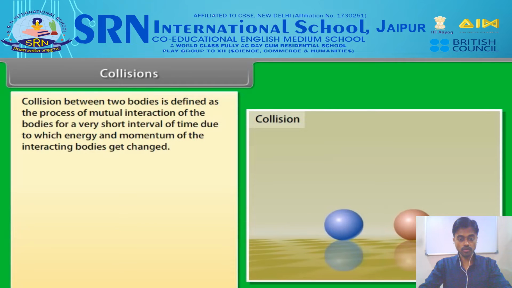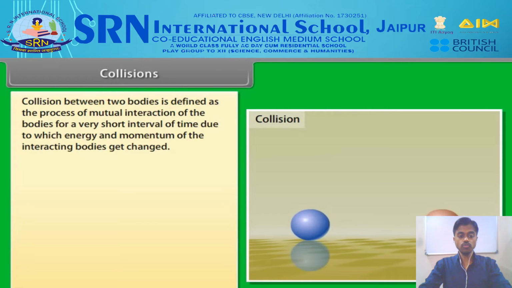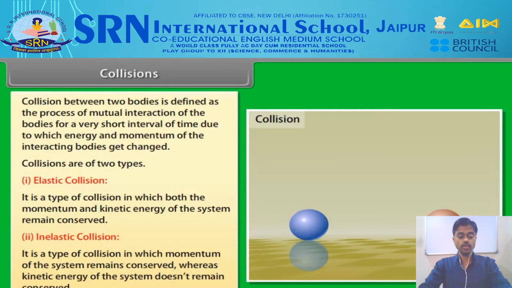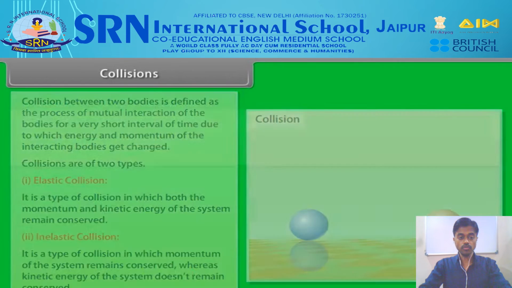The second topic of the discussion is collision. Collision between two bodies is defined as the process of mutual interaction of the bodies for a very short interval of time, due to which the energy and momentum of the interacting bodies get changed. Here we can see the picture, two bodies are interacting. There are two types of collision, elastic collision and inelastic collision. In elastic collision, both the momentum and kinetic energy of the system remain conserved. In inelastic collision, they are not conserved, they change after collision. So this is all about collision.